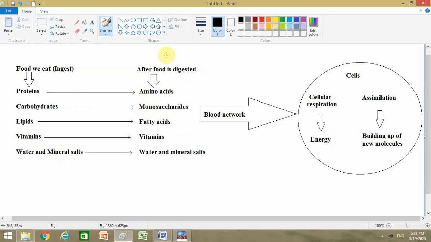All these simple nutrients are transported by the blood towards the cells of our body, where they will undergo one of two important processes: either cellular respiration or the process of assimilation. A chapter will be discussed later on about the cellular functions and especially about cellular respiration and assimilation. But for now, all we need to know is that cellular respiration utilizes glucose and fatty acids in the presence of oxygen to produce energy. So it basically supplies our body with energy.